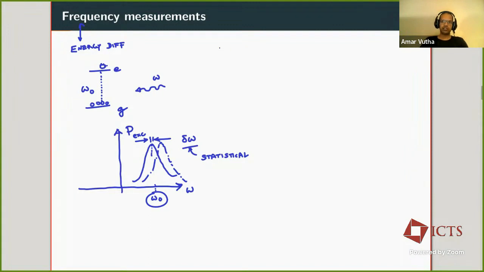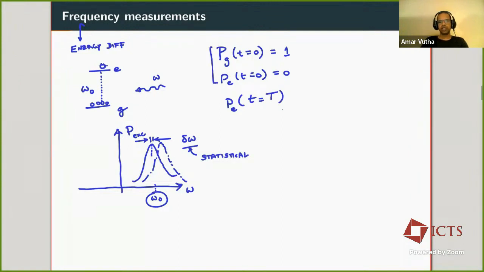And so we'll assume that at time t equals 0, the population in the ground state, or the probability of being in the ground state, is 1, right? All your atoms are in the ground state. And consequently, the probability of being in the excited state is 0. And what we would like is to understand what happens to the probability of being in the excited state at some later time, starting from this, under the influence of light, under the influence of an experiment where you shine some light on your system.